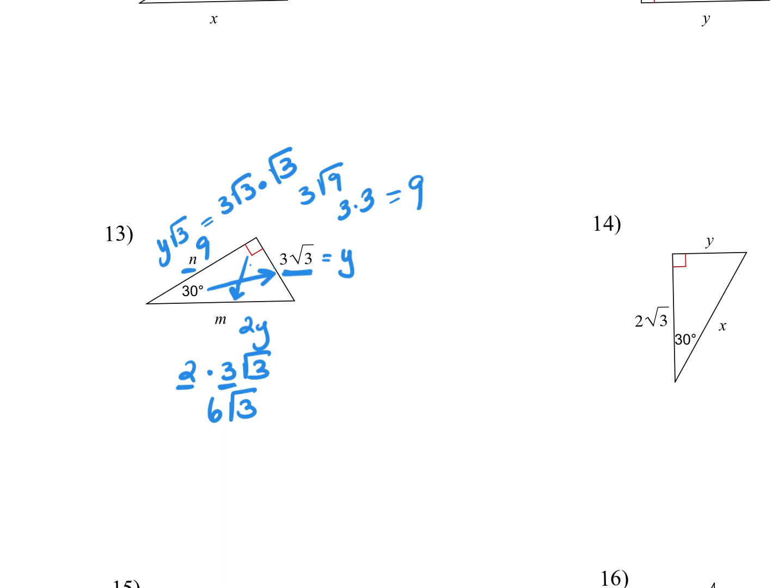So that's an example of that. The rules still apply here, okay? If this is the value opposite the 30 degrees, then we have to multiply that whole value times the square root of 3 to get the length of that side opposite the 60 degrees. Okay.